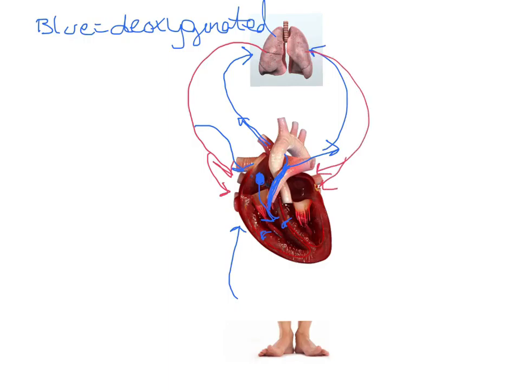And the pulmonary veins will bring the blood into the heart. It's now oxygenated blood. So our red blood is going to be oxygenated. This is some awesome inking that I have happening here. Our red blood is our oxygenated blood, and we're going to bring that blood in at the left atrium.